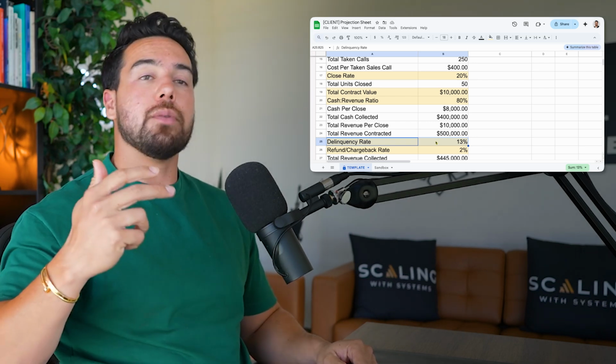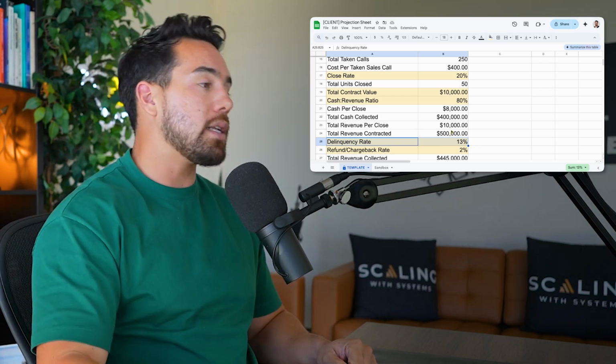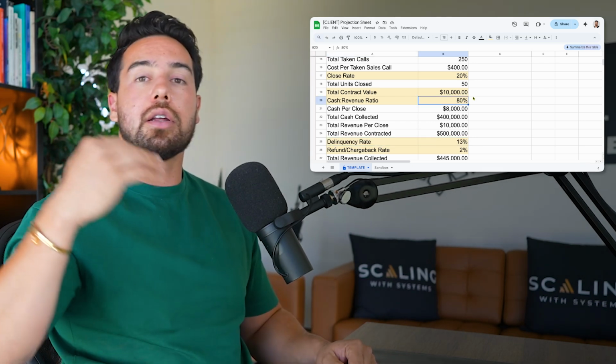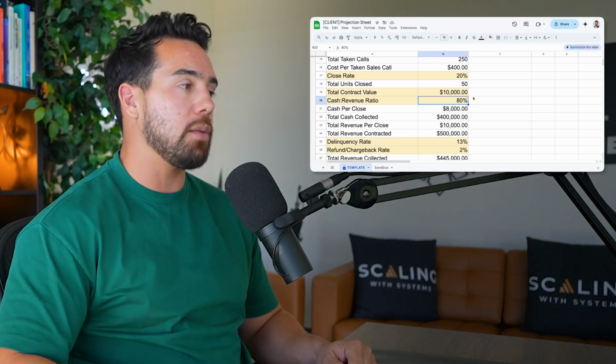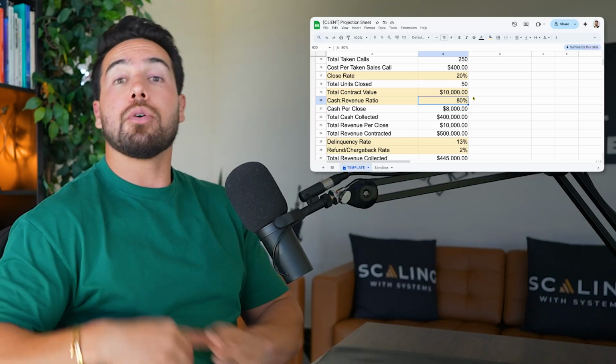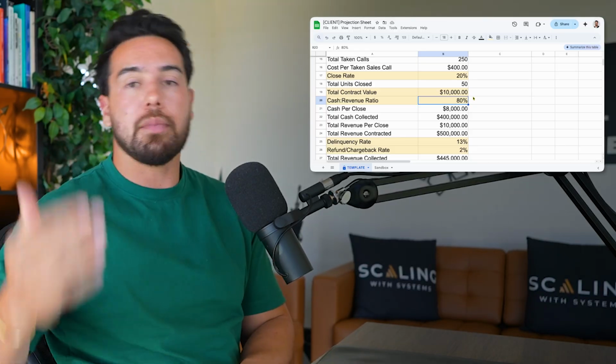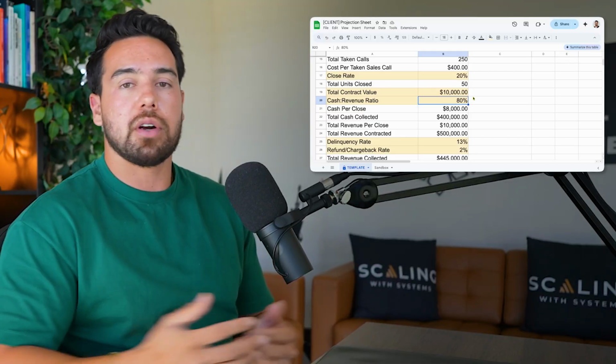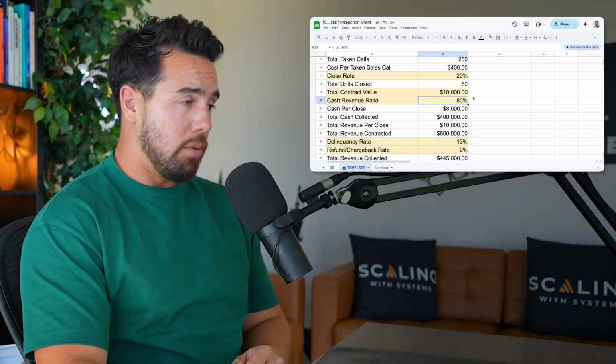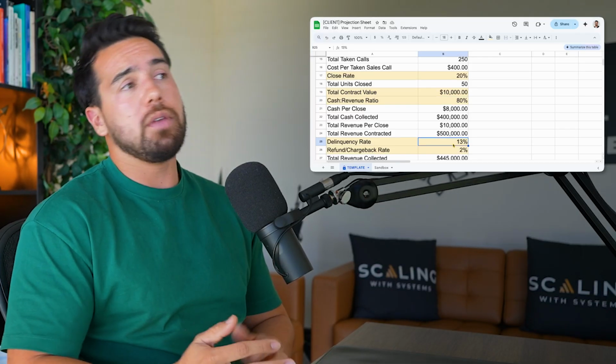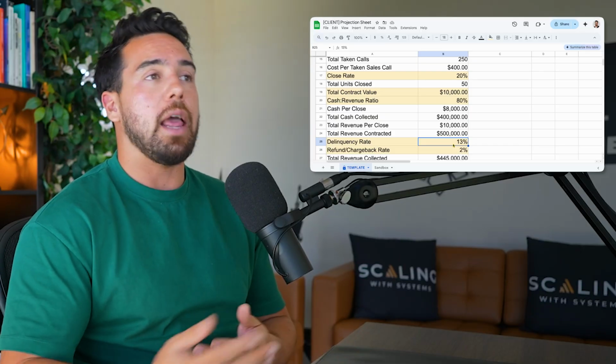So of the people that paid, let's say the 80% in cash, the other 20% of people that are on the payment plan, what percentage of those people go delinquent? You have to chase the money down and maybe send them to collections or whatever else you're going to do in order to collect that money. That's a really important number to track, and we've seen that historically be anywhere between 8 and 13%.